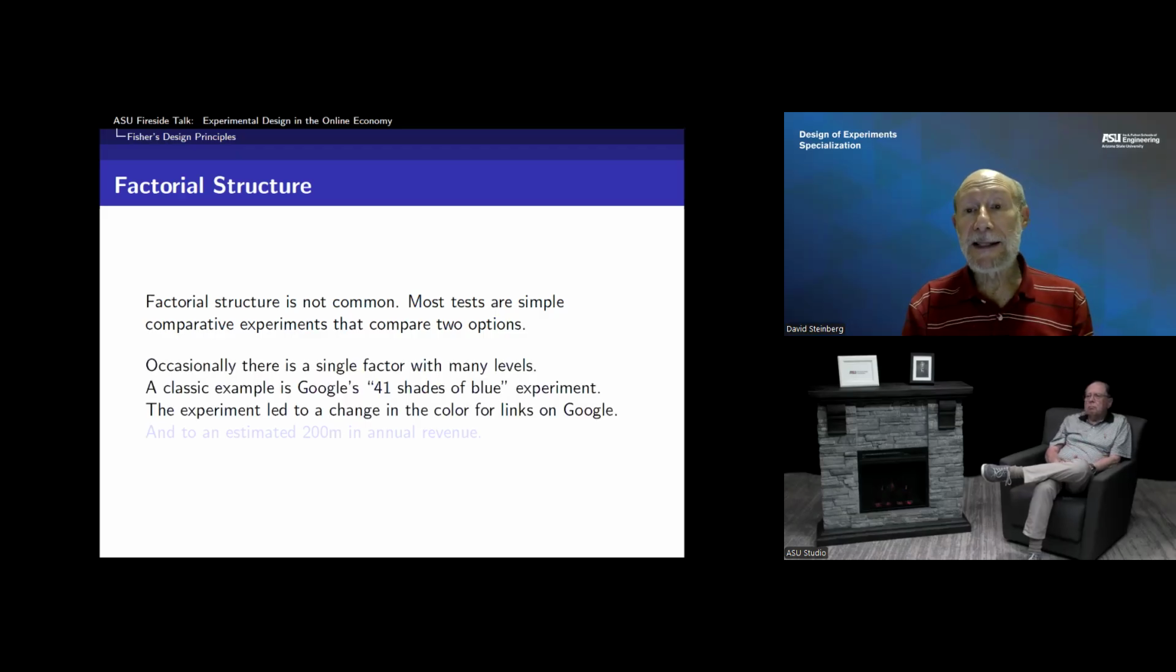Sometimes there's a single factor which is given a huge number of levels. The classic here is the 41 Shades of Blue experiment that was run by Google. So this was looking at the color that Google used for links on its web pages. And again, Google makes money when you click on a link. So this is a big deal if they can get you to click more by changing the color. Well, who would think that it would make that much of a difference? The estimate was $200 million in annual revenue. Not bad, not bad. Maybe small change for Google, but still a healthy chunk of cash.